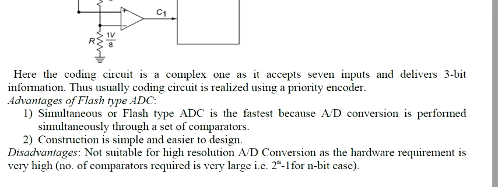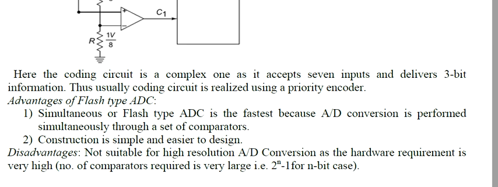For a 3-bit ADC, the coding circuit is a complex one that accepts 7 inputs and delivers 3-bit information. This coding circuit is normally realized using priority encoders. Some advantages of flash type ADCs: the simultaneous or flash type ADC is the fastest one because analog to digital conversion is performed simultaneously through a set of comparators. And the construction is simple and easy to design.